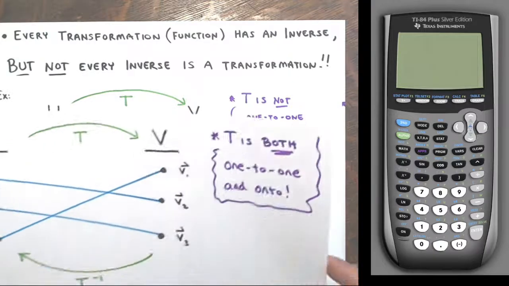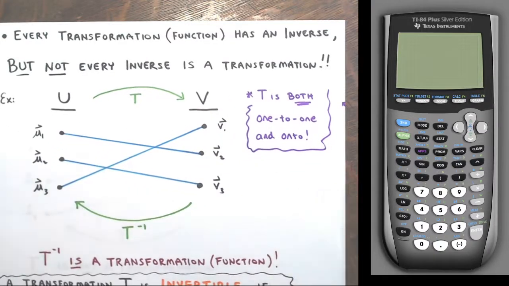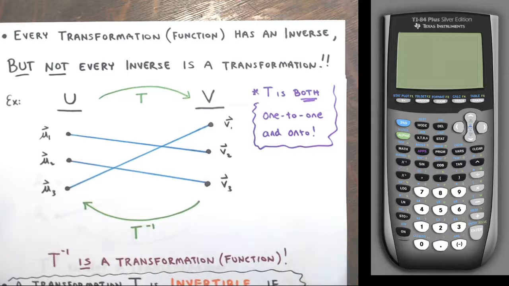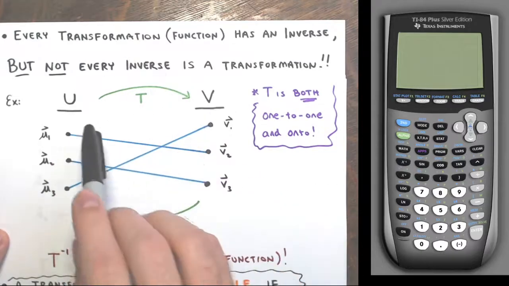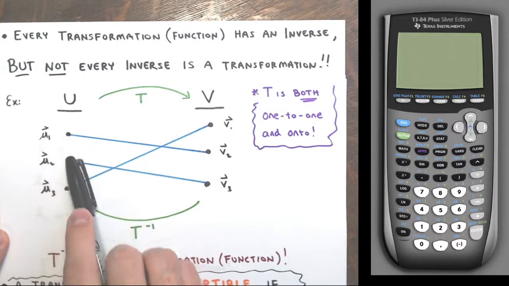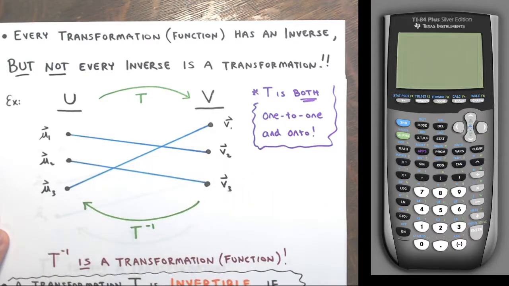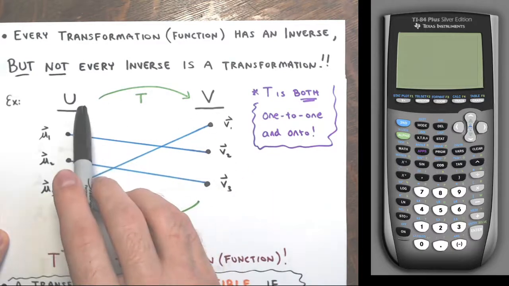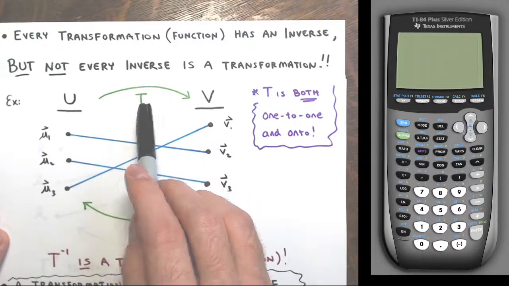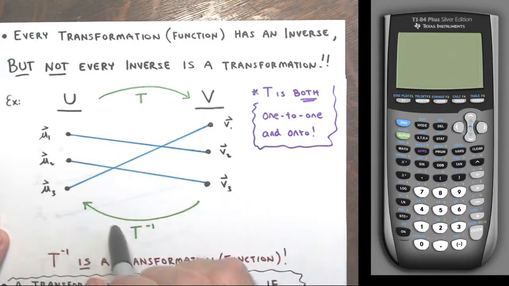This is my last picture for this. So similar picture, right? So again, vector space U, vector space V. Again, let's just say this only has three vectors in it, okay? And going from U to V is mapping T. Going from V back to U is mapping T inverse.